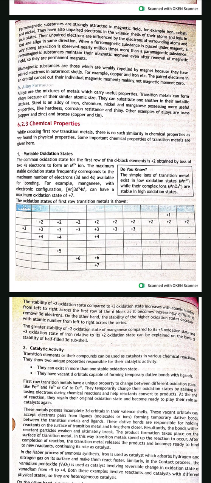Alloy formation. Alloys are mixtures of metals. Transition metals can form alloys. They can substitute one another. Steel is an alloy of iron, chromium, nickel, and manganese. Other examples of alloys are brass and bronze.